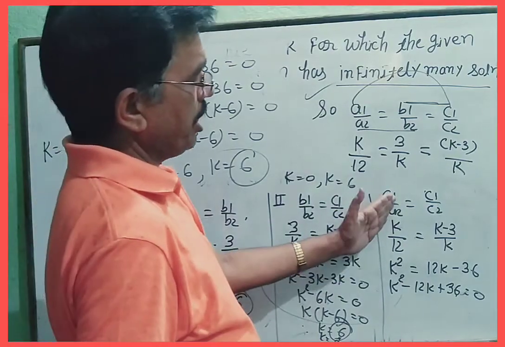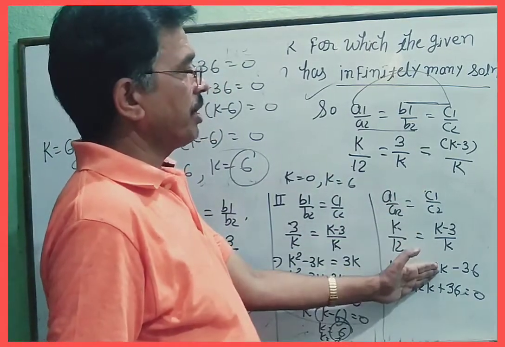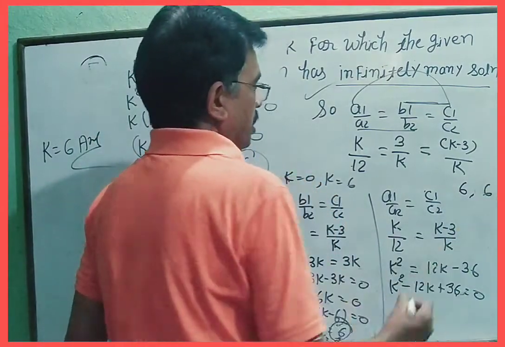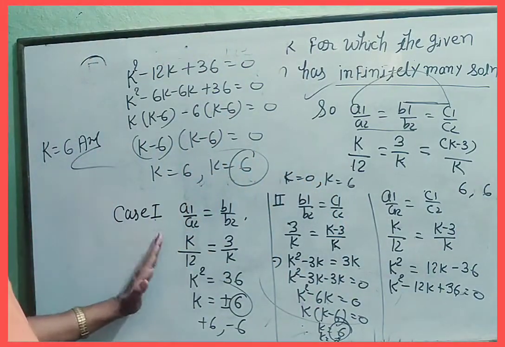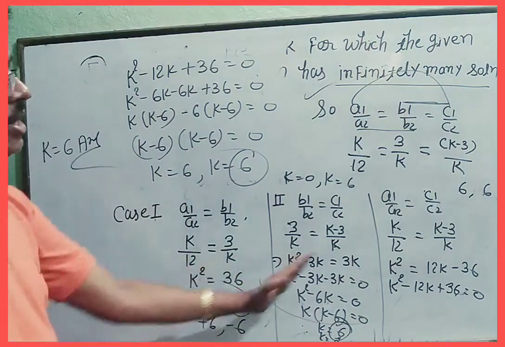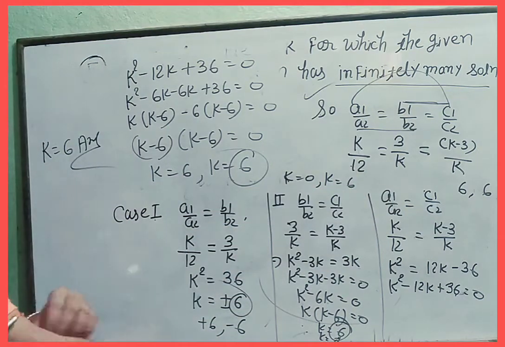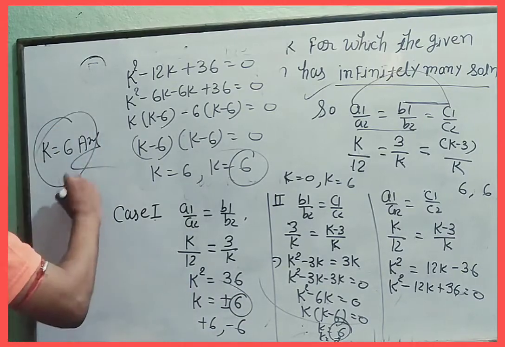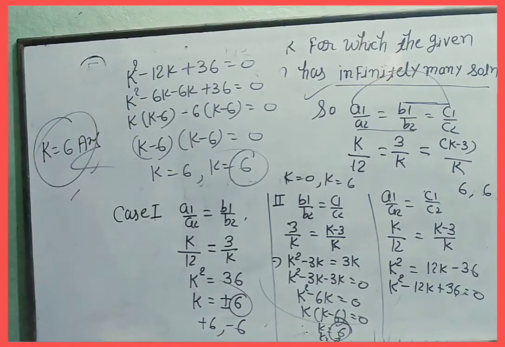Third condition, a1 by a2 is equal to c1 by c2, and it also has two solutions, and both are 6. So dear student, the value of k that is common in all three conditions is 6. So we write k is equal to 6 in the answer of the solution.